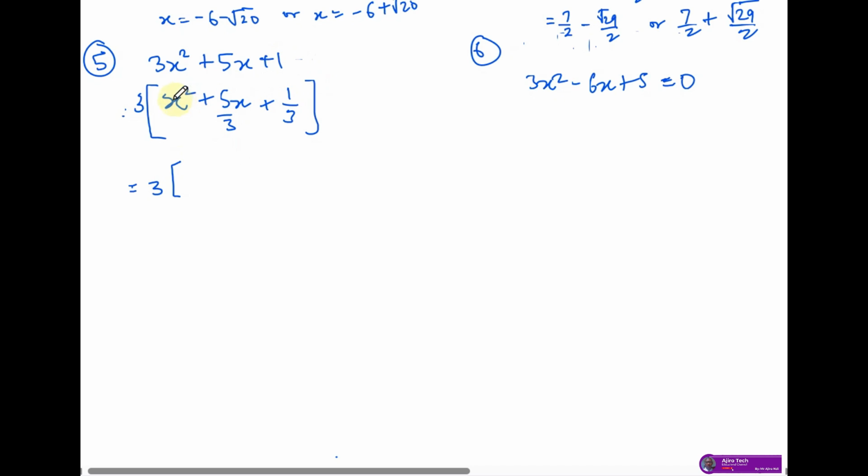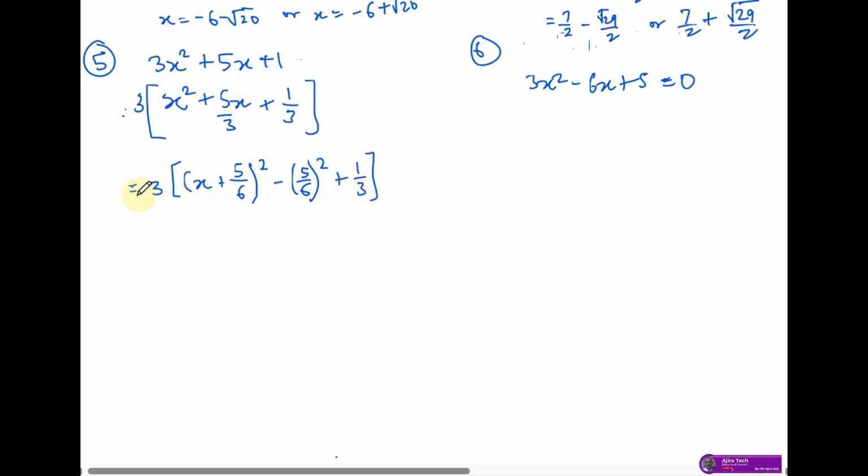Now in this bracket, I want to complete the square. So I have open brackets x plus half of this, which is 5 over 6. To divide a fraction by 2, divide the numerator by 2 if possible. In this case, can we divide the numerator by 2 without remainder? No. Then multiply the denominator by 2. So 3 times 2 is 6. This is half. Close bracket squared minus 5 over 6 squared plus 1 over 3.